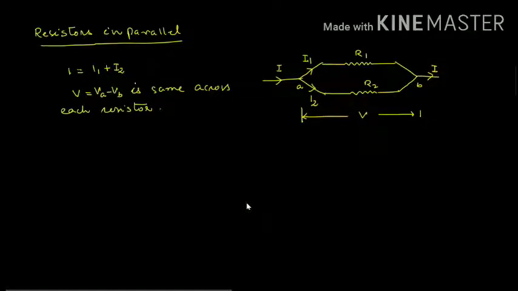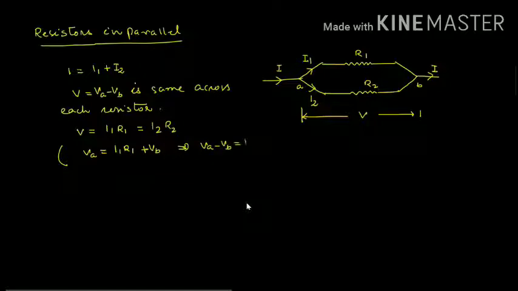In terms of currents and resistances, V can be written as I1 R1 and also equal to I2 R2. Going in the upper part, we can write VA is equal to voltage drop I1 R1 plus VB, which can be written as VA minus VB is equal to I1 R1. This implies V equal to I1 R1.